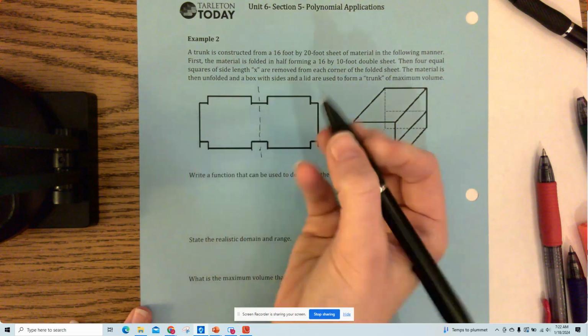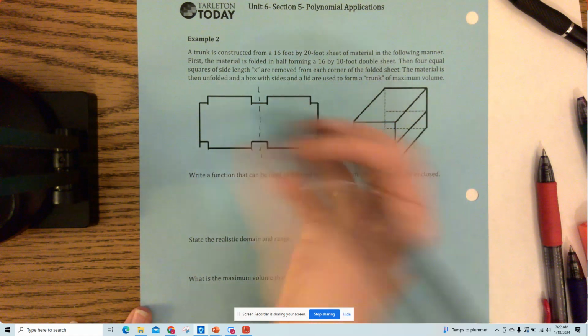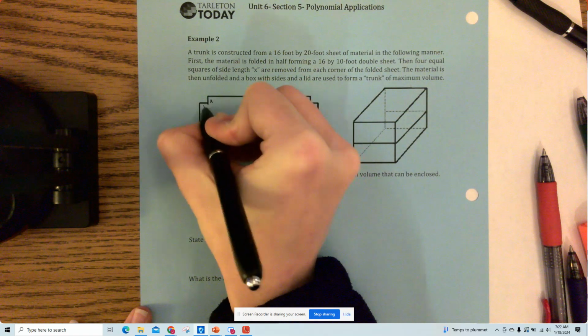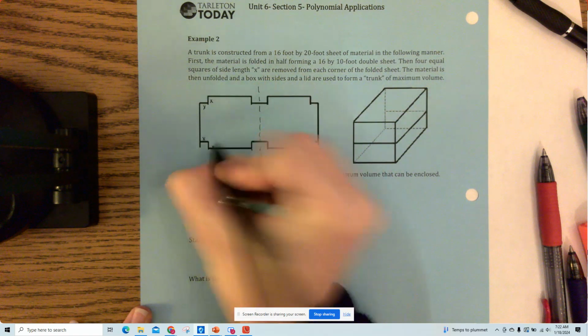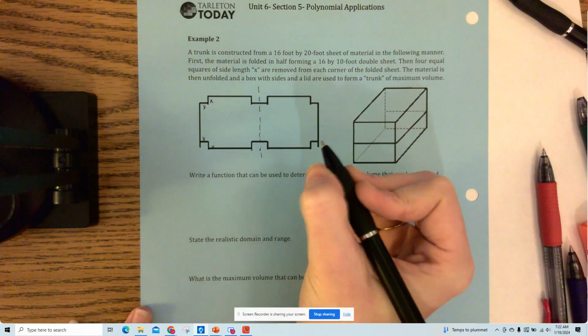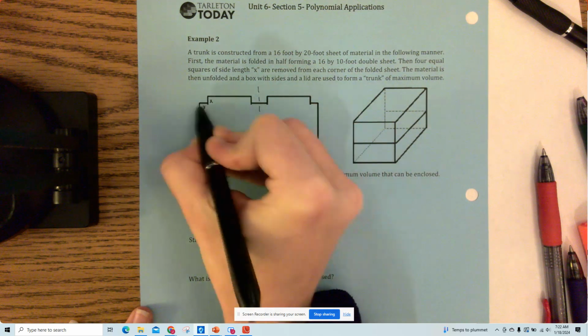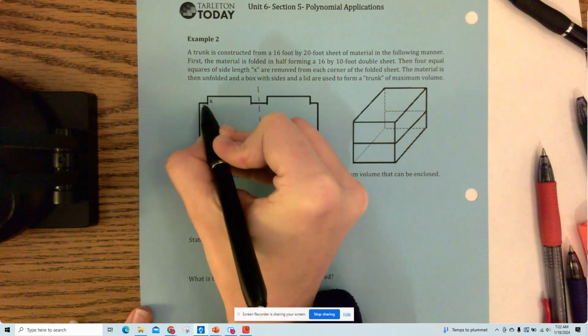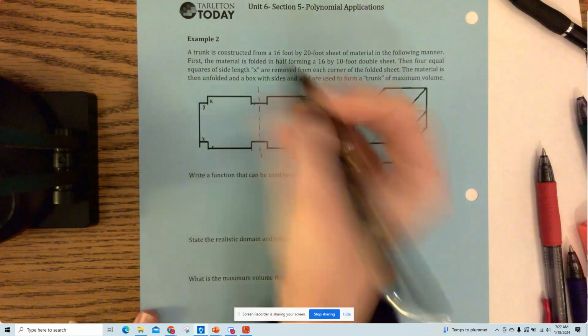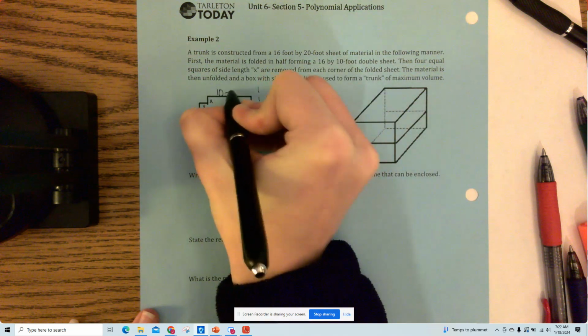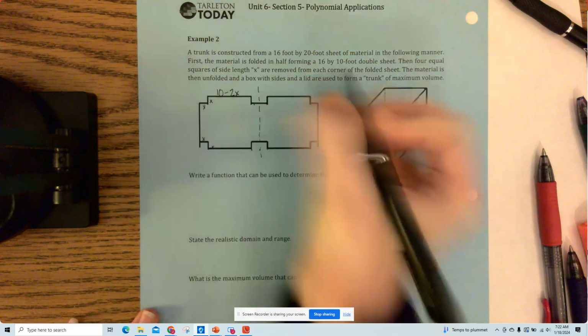Okay. 4 equal squares of side length x. So that means this distance here of what we removed, these are x's. So if the total distance here is 10, and I have to subtract an x here and subtract an x here, this little piece would be 10 minus 2x.